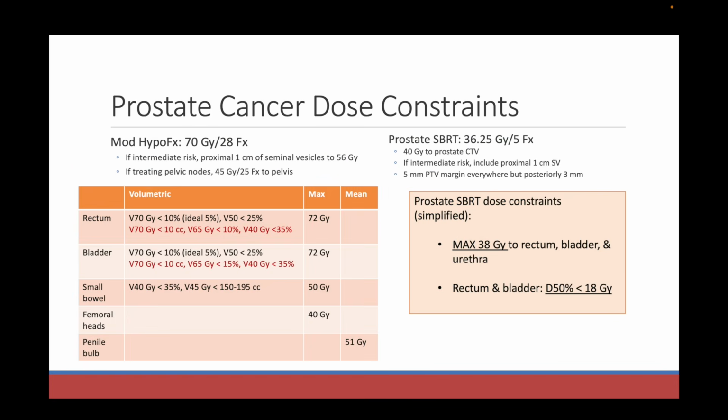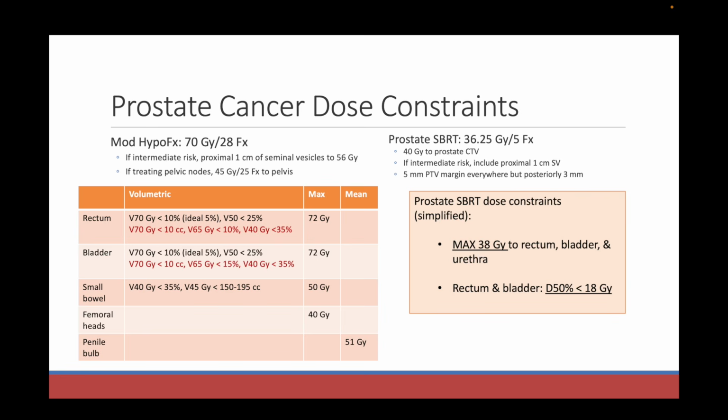Here are some common regimens that we might use for treating prostate cancer and associated dose constraints. A commonly used moderately hypofractionated regimen is 70 gray in 28 fractions. And if you decide to treat pelvic lymph nodes, you can treat 45 gray in 25 fractions to the pelvis, although pelvic lymph node radiation is extremely controversial for prostate cancer. For patients that have intermediate risk disease, the proximal 1 centimeter of seminal vesicles should be covered as well, and you can take that to a lower dose of 56 gray.